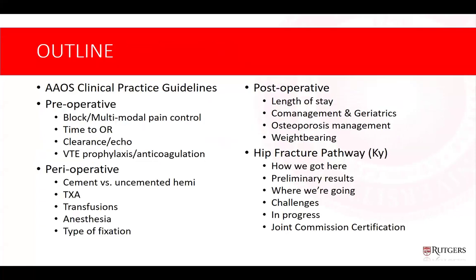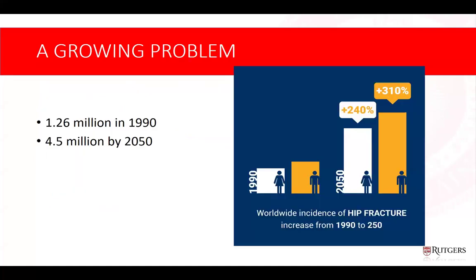In a brief outline, there's a bunch of factors that impact the outcomes of these patients, and I broke them down into these 3 broad categories. And then at the end, we'll talk about the pathway. As we all know, hip fractures are a growing problem. No matter who you are, whether you're an orthopedic surgeon, a nurse, a physical therapist, an emergency department physician, or an anesthesiologist, you need to be aware of this problem.